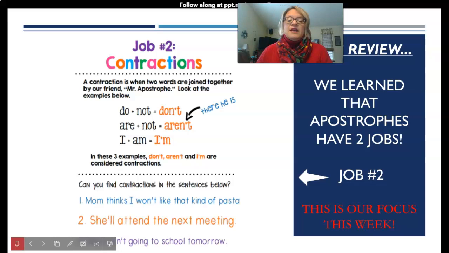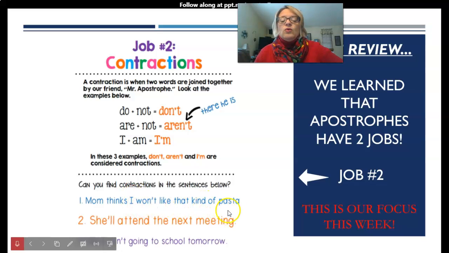We took out the extra O and turned it into an apostrophe there to put some glue to stick it together to make a contraction. Are not, we take out that O again and put in the apostrophe to make it aren't. And I am, we take out that A and we drop in the apostrophe to make it I'm. Okay? So let's see if we can find apostrophes and contractions in the sentences below.